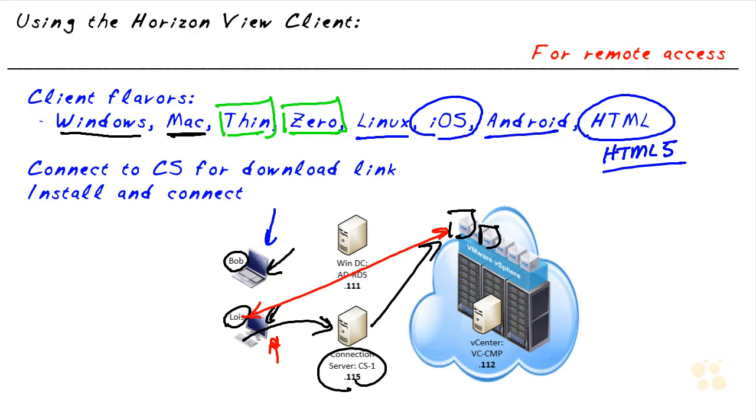Now, one of the challenges might be, where do we get this client if we don't have it? Well, the good news is, if we simply connect to the IP address of the connection server, that will provide us the links that we need to download, and then we can subsequently install the client software on our computer. And then, once the Horizon View client is installed, we simply go ahead and launch it, which connects us over to the connection server, and then from there, we can select resource pools for which we're entitled to use.